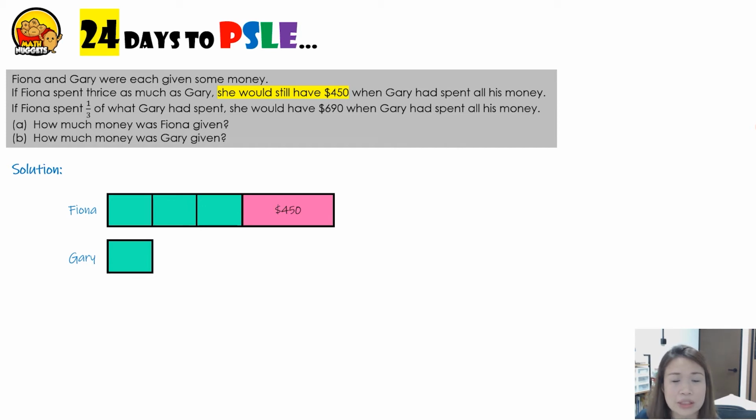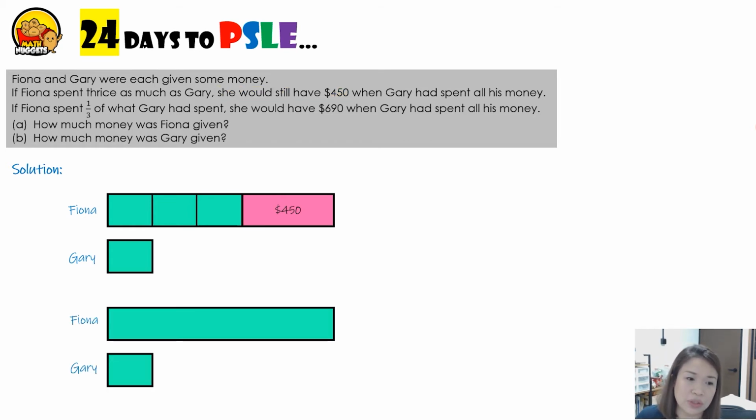Now since there are 2 scenarios, there's another if, right? Second part. I'm going to draw another model for that. So we know that that's Fiona's money and that's Gary's money. Now next thing they tell us that Fiona is going to be spending 1/3 of what Gary spends.